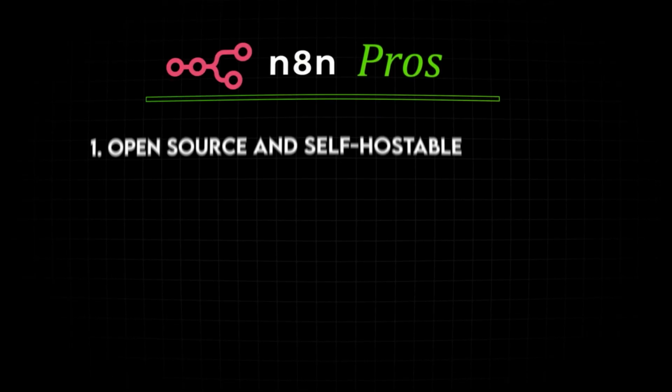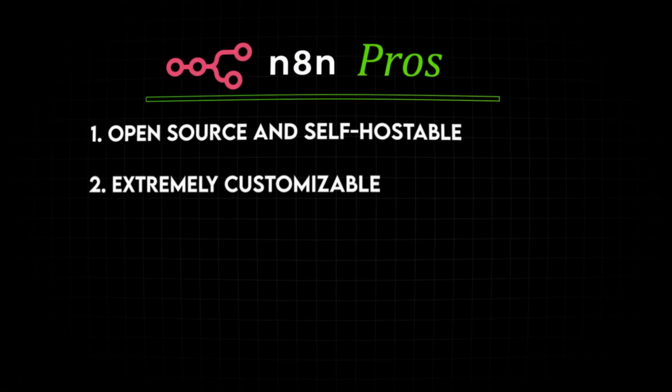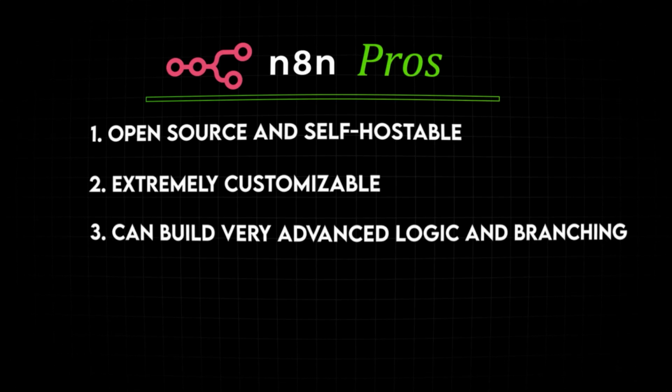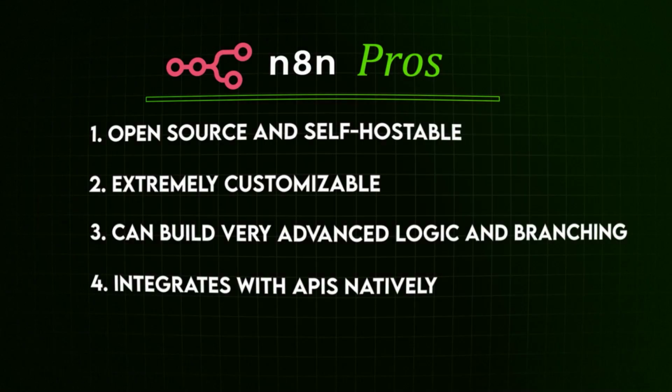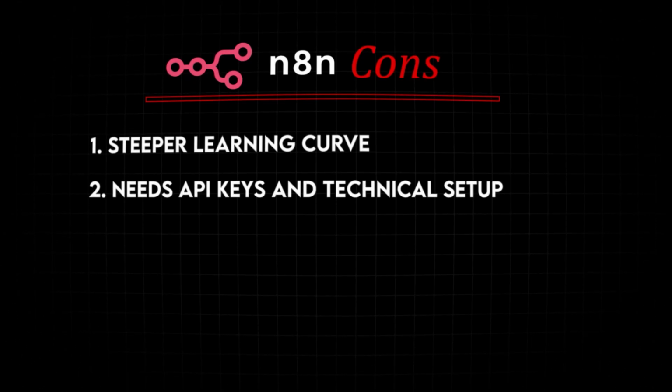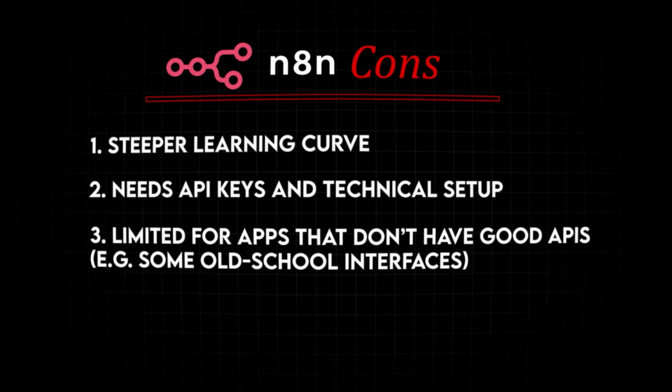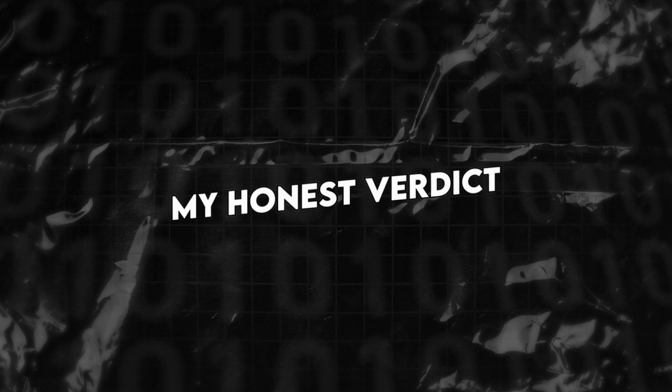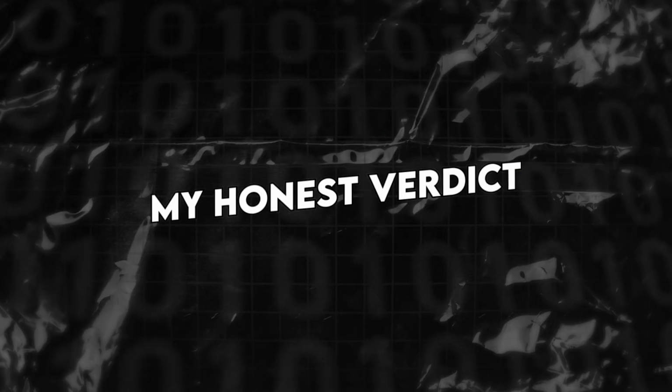n8n Pros: open source and self-hostable, extremely customizable, can build very advanced logic and branching, integrates with APIs natively. n8n Cons: steeper learning curve, needs API keys and technical setup, limited for apps that don't have good APIs, e.g. some old school interfaces.